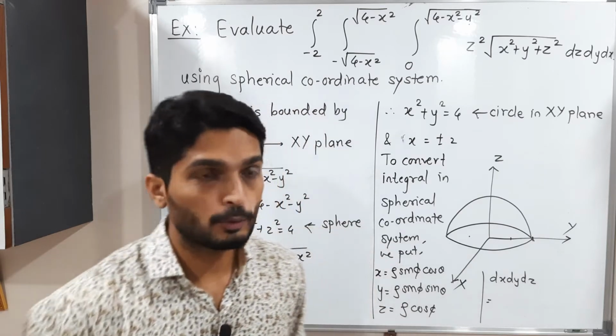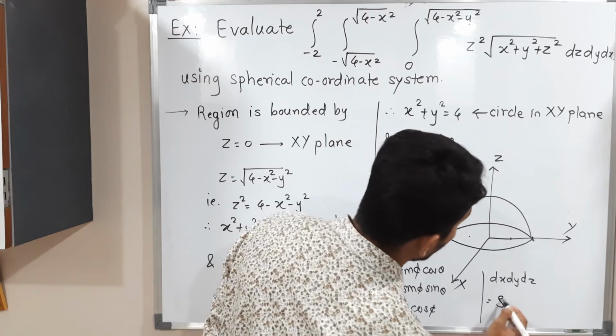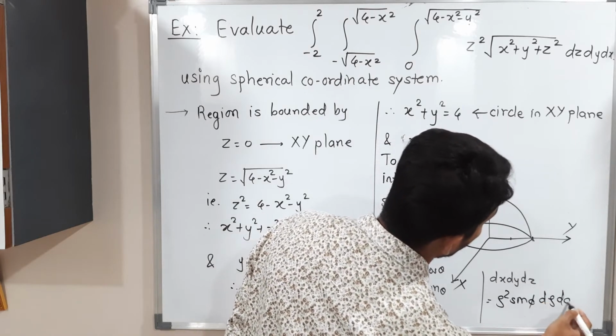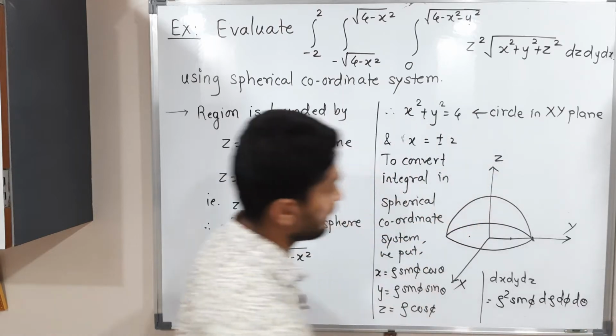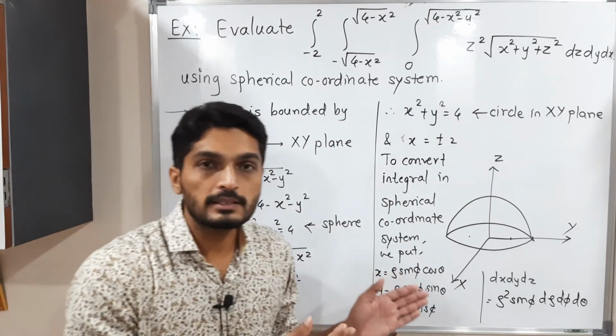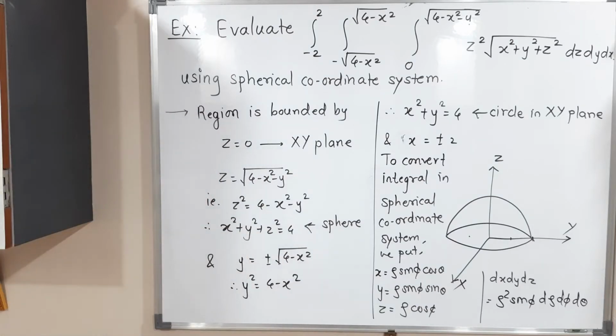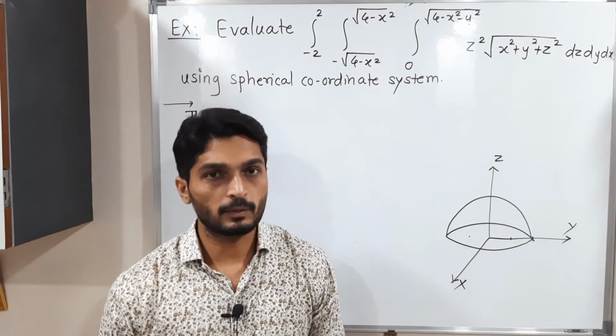So that Jacobian I am going to write, that is rho square sine phi d rho, d phi and d theta. Okay, so we have done this substitution. You can make a screenshot of it. After that, we will go further. Let us find limits now.